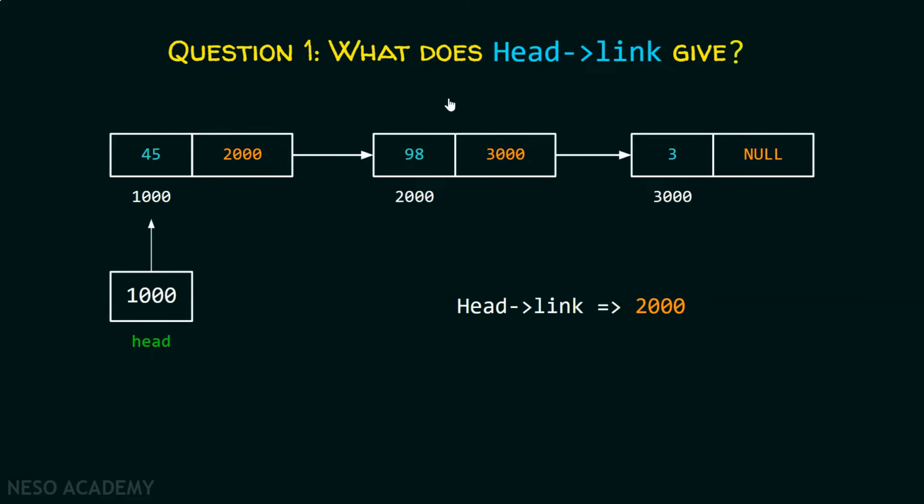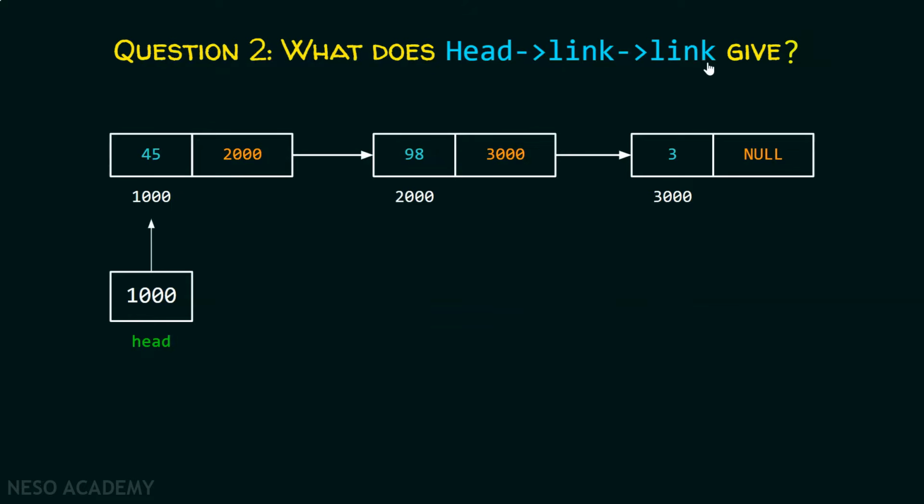Now my second question. What does head->link->link give? What is this? We haven't seen this before. What does this give? For this you need to understand the meaning behind it. First of all, what does head->link give? Head->link gives the address 2000. Because when I simply write head, it means that I'm trying to access the content of this head, that is 1000. So I can replace this head by 1000.